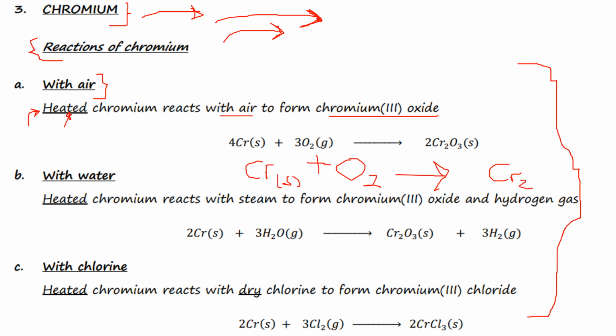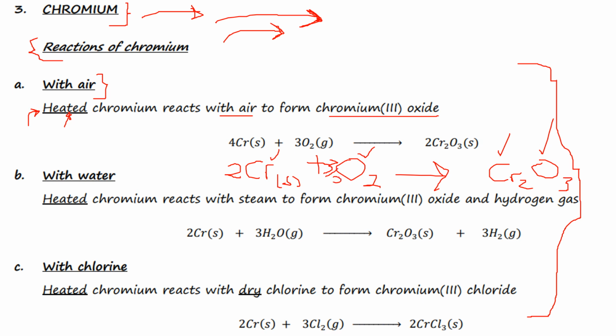So chromium trioxide is going to be in this form. We said that we balance metals first. On this side you have one chromium atom, and on this side you have two chromium atoms. That means we are going to put a 2 here to ensure that chromium atoms are balanced. If we go to oxygen, this side I have 2 oxygen atoms, and this side I have 3 oxygen atoms. For us to balance oxygen, I will put here a fraction of 3 divided by 2.